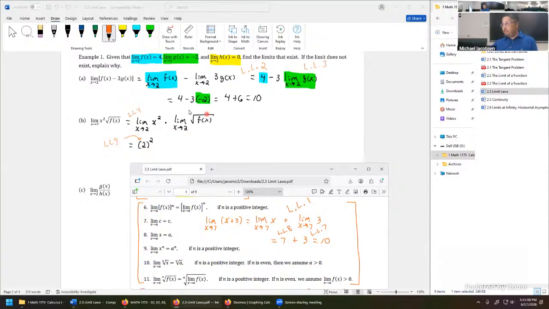Now we have to resolve this other factor here. Limit as x tends towards 2 of square root f of x. But any questions on what we did with x squared?